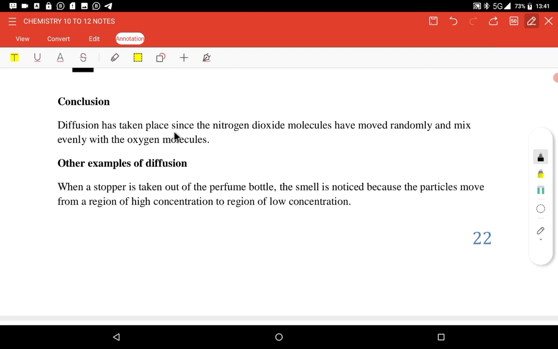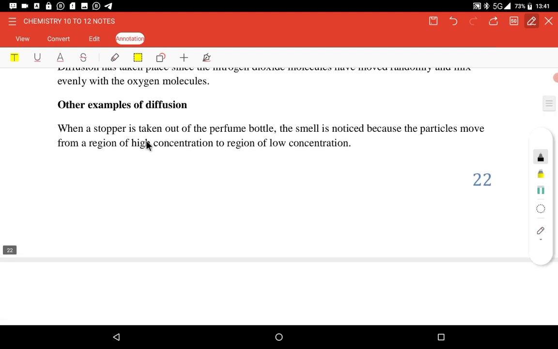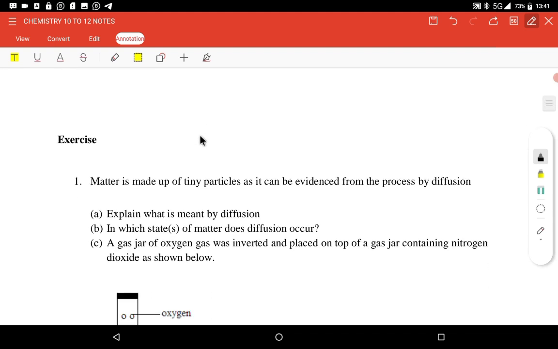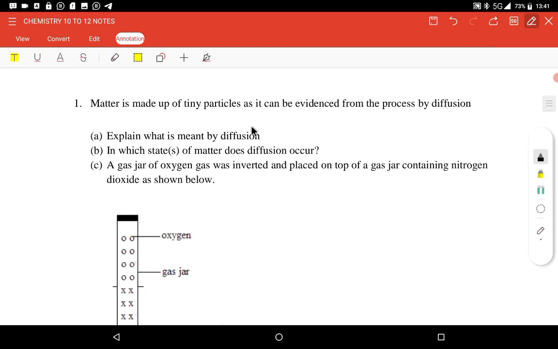Now, examples of diffusion. When a stopper is taken out of a perfume bottle, the smell is noticed. I've given the example of perfume, so this is an example of diffusion. Matter is made up of tiny particles, as can be evidenced by diffusion. This is evidenced by the kinetic theory of matter, also the Brownian motion, and diffusion itself.